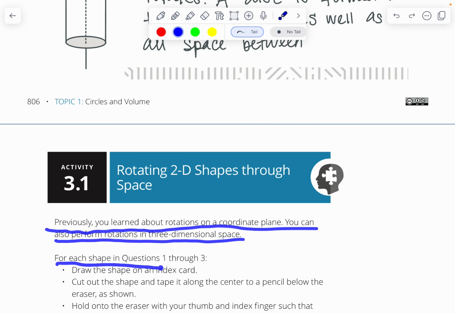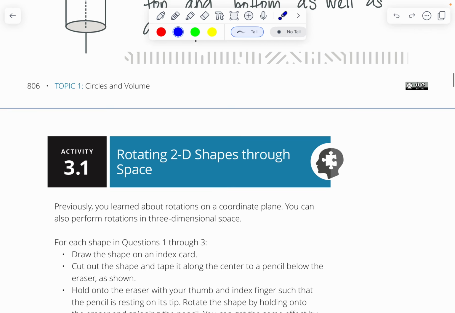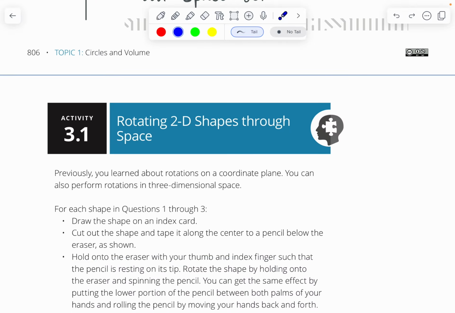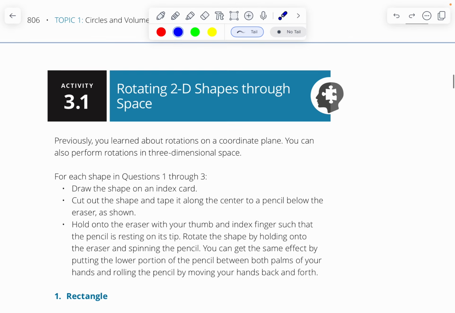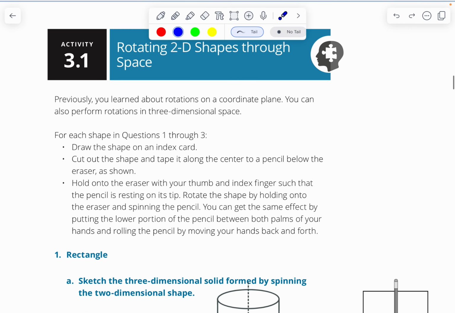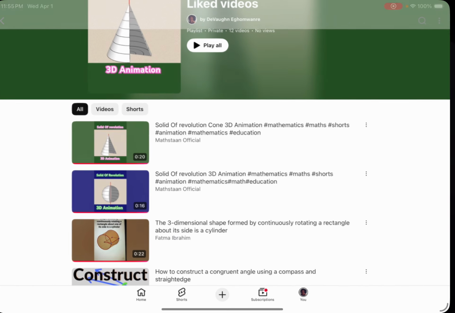For each question in 1 through 3, draw the shape on the index card. Draw out the shape and tape it along the center to a pencil, hold on to the eraser with your thumb and index finger, and then rotate the shape. Okay, we're not going to take this time to do that part. Instead, I'm going to show you a video example. All right, sketch the three-dimensional solid formed by spinning the two-dimensional shape. So, rectangle.